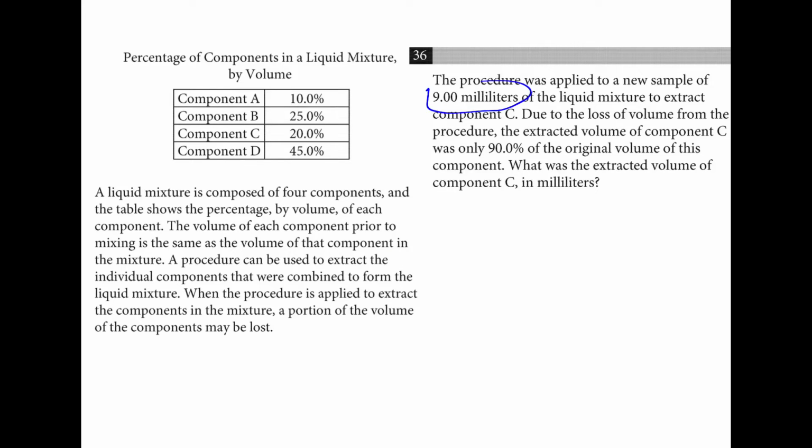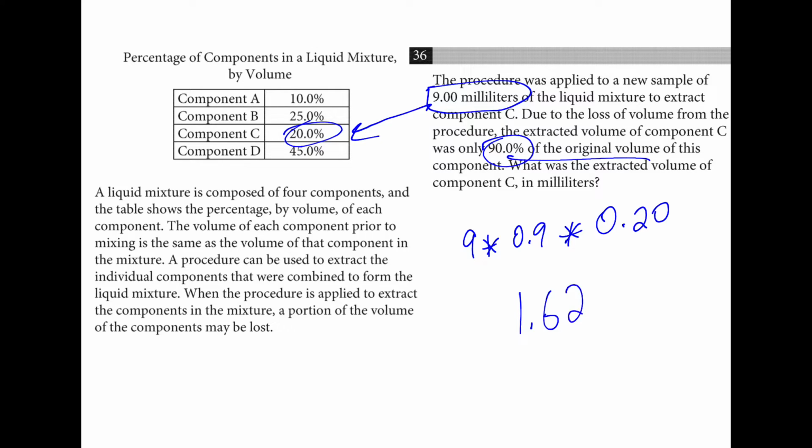We had a sample of 9 milliliters. We're looking at component C, and it turns out that was only 90% of the original volume. So we take the 9 milliliters, multiply it by the 90% of the original volume, and multiply that by the 20%, and we get 1.62.